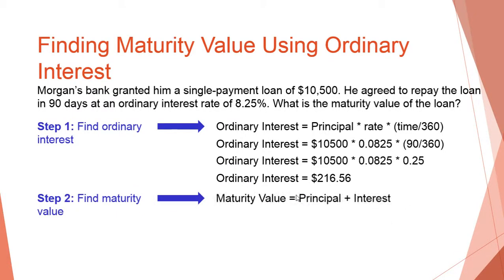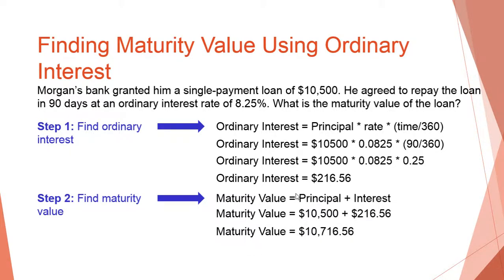Step 2 is to find the maturity value. Remember earlier we said maturity value is principal plus interest. That is $10,500 plus $216.56, giving us the maturity value of $10,716.56.